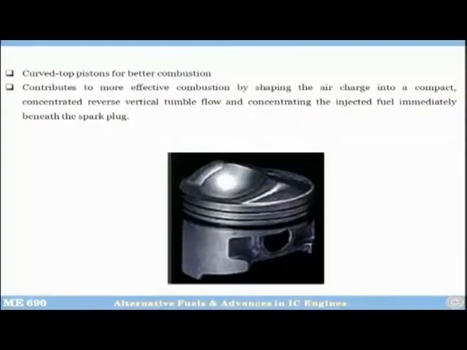So, the second very important technical feature of the GDI engine is the curved top piston. It improves the combustion, you can achieve better combustion. This contributes to more effective combustion by shaping the air charge into a compact, concentrated reverse vertical flow and concentrating the injected flow immediately beneath the spark plug.